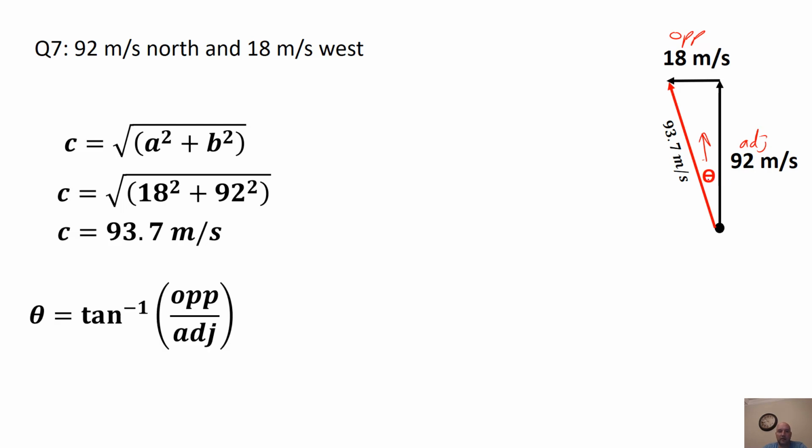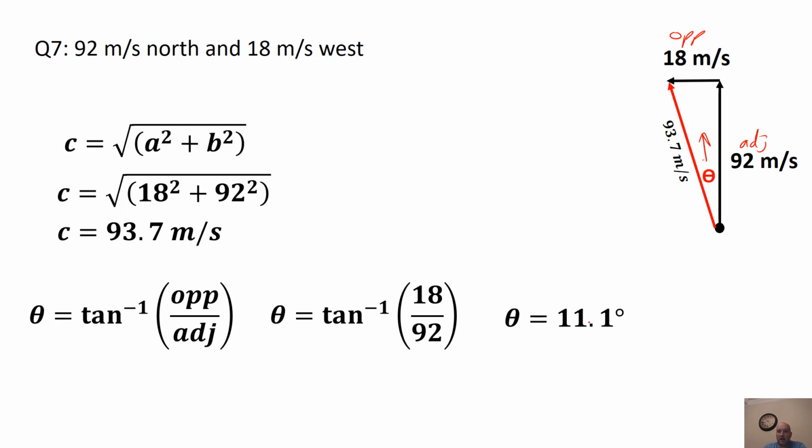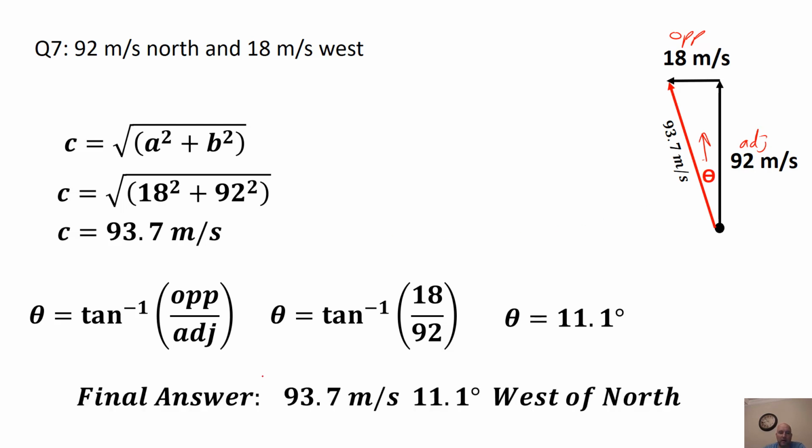Now we're ready to go ahead and solve for the angle. We're going to take the inverse tangent of 18 over 92, and we're going to get 11.1. So this would be 11.1 degrees right here. And now we're ready to describe it: 93.7 meters per second at an 11.1 degree angle to the west of, take a look, north is coming out of the baseline. So the west right here of the north.